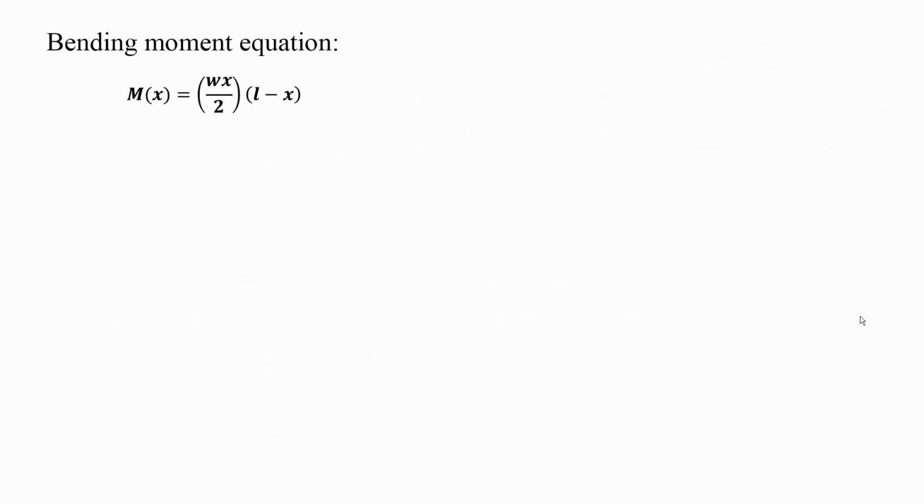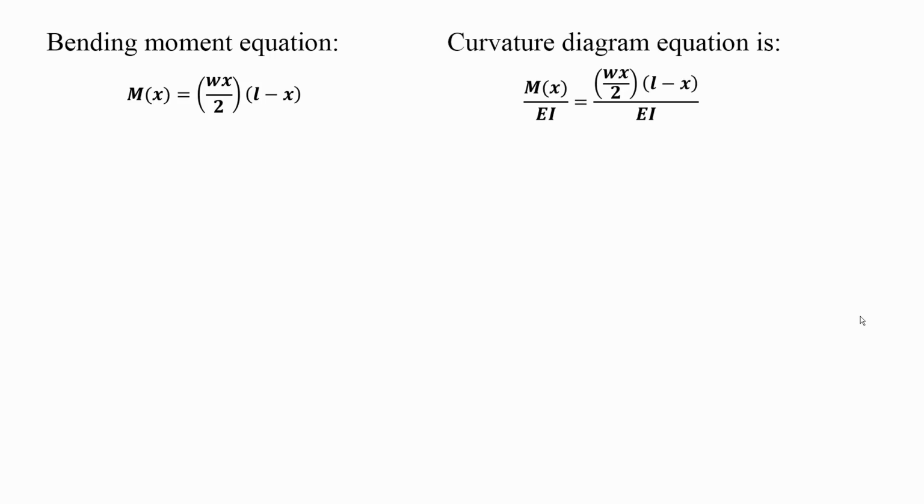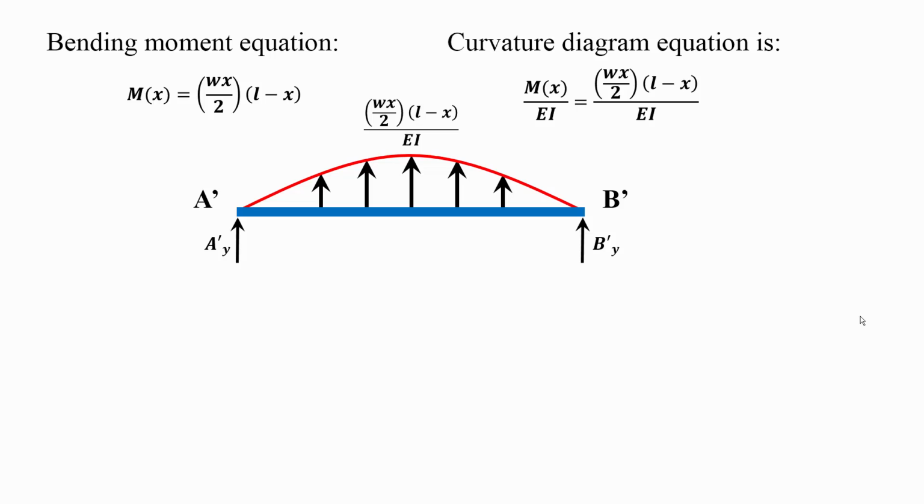What is the bending moment equation? Well, this is the bending moment equation. You can refer to one of the tutorials I've done before. It will show you basically how you can find the moment equation of this kind. And the curvature diagram is basically taking the moment equation and dividing it by EI, so you'll get this. So that's what we have right here.